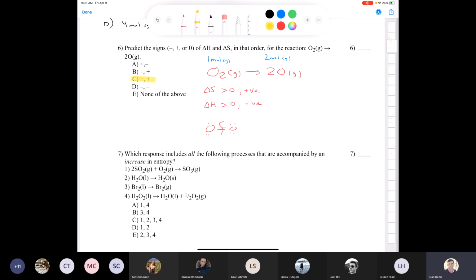Both delta H and delta S are going to be positive values. The entropy is increasing, and this is an endothermic reaction. I could put that on here too, endothermic. I have to put energy in to break the bond. There's no bonds when I have 2 free oxygen atoms.